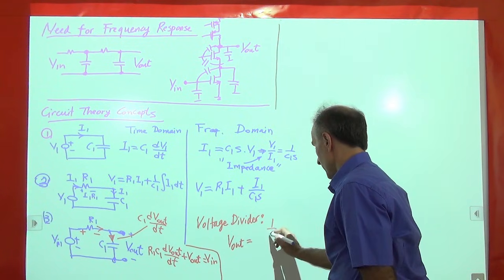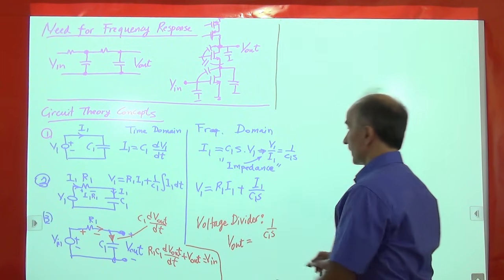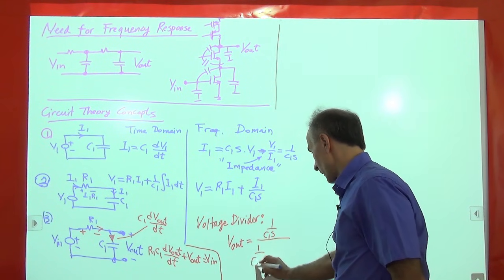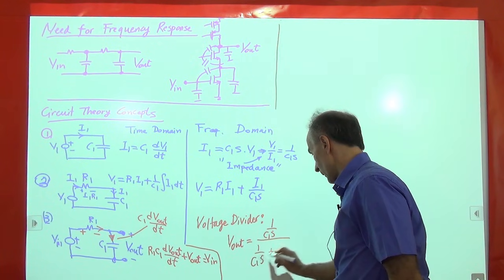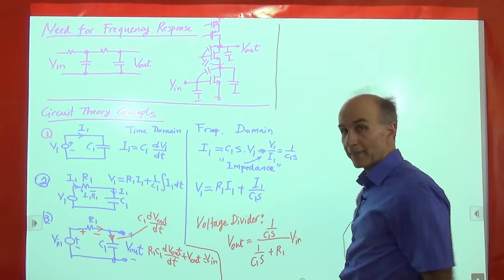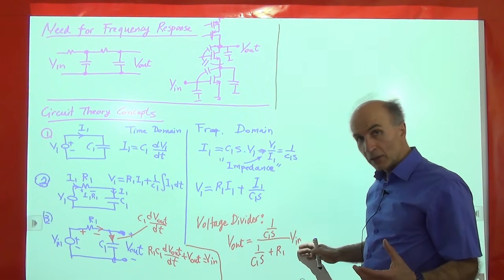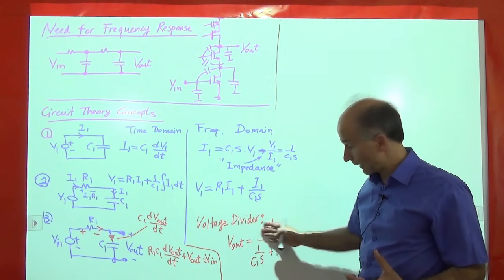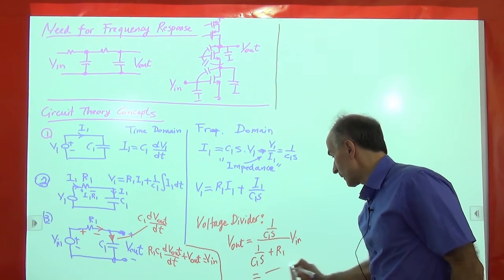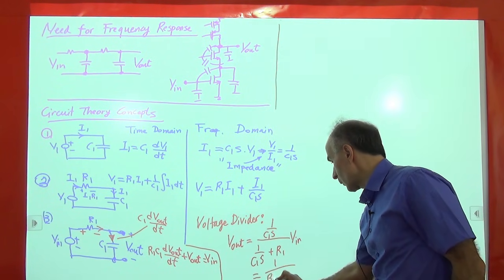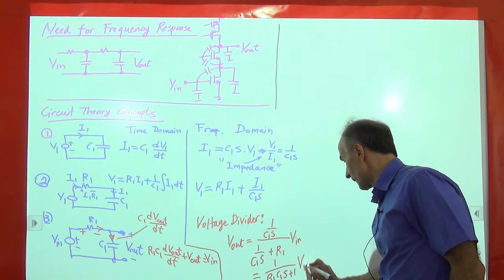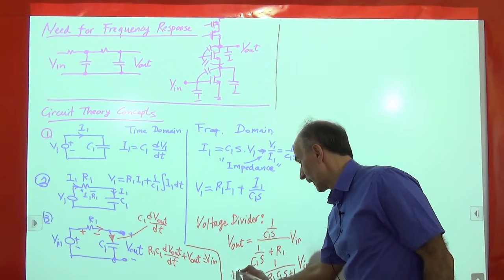So 1 over C1S, that's the impedance of a capacitor, right? Divided by 1 over C1S plus R1, times V in. So we have subjected V in to an attenuator. This is an attenuator, right? So the result is very simple: 1 over R1 C1S plus 1, times V in. So that's what we call V out.